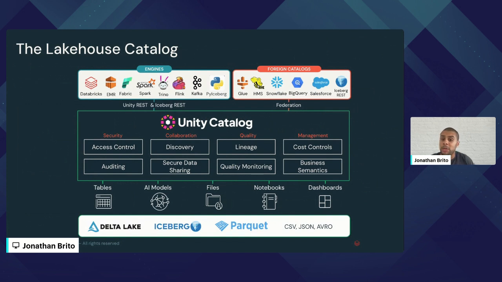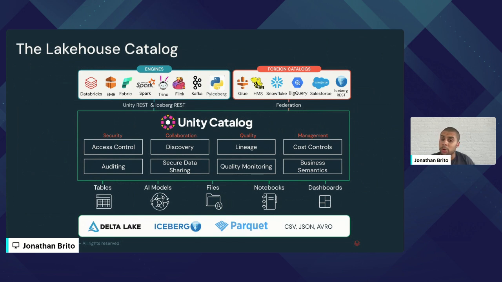In terms of actually features, what's really important here is that Unity Catalog goes well beyond access control and auditing, which is typically what you see with catalogs, and goes into lineage, quality monitoring, cost controls, quality controls as well. So there's a lot of things built into Unity Catalog that's important for Lakehouse. And then I think the top part here, which is the most important, is really the connectivity. So we talked a lot about that today.